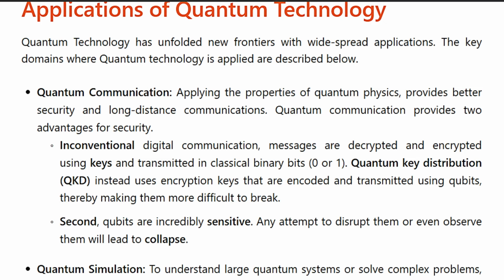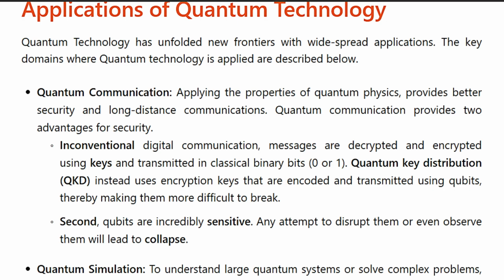Applications of quantum technology. Quantum technology has unfolded new frontiers with widespread applications. The key domains where quantum technology is applied are described below. Quantum communication, applying the properties of quantum physics, provides better security and long-distance communications. Quantum communication provides two advantages for security. In conventional digital communication, messages are decrypted and encrypted using keys and transmitted in classical binary bits, 0 or 1.